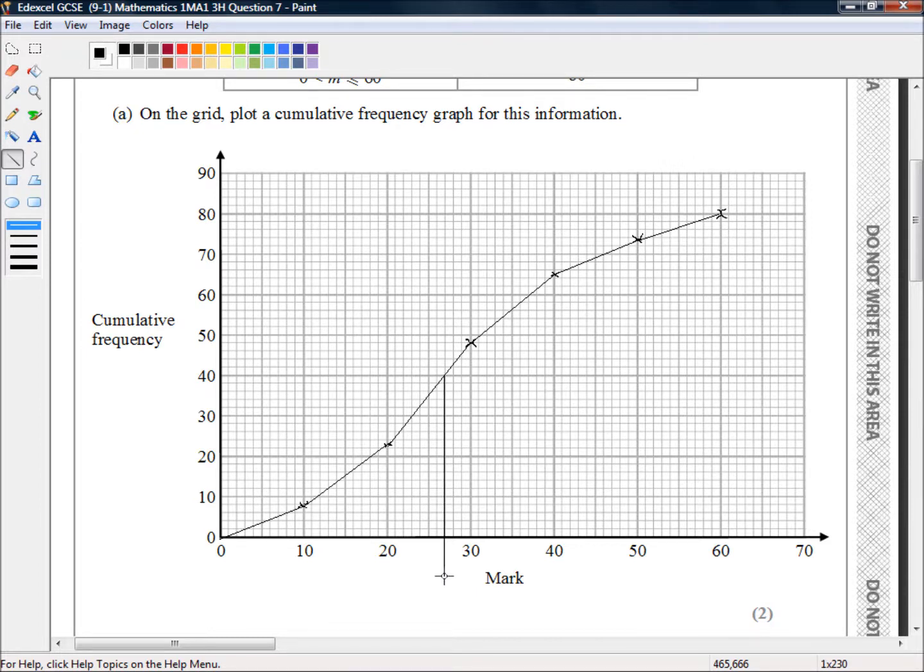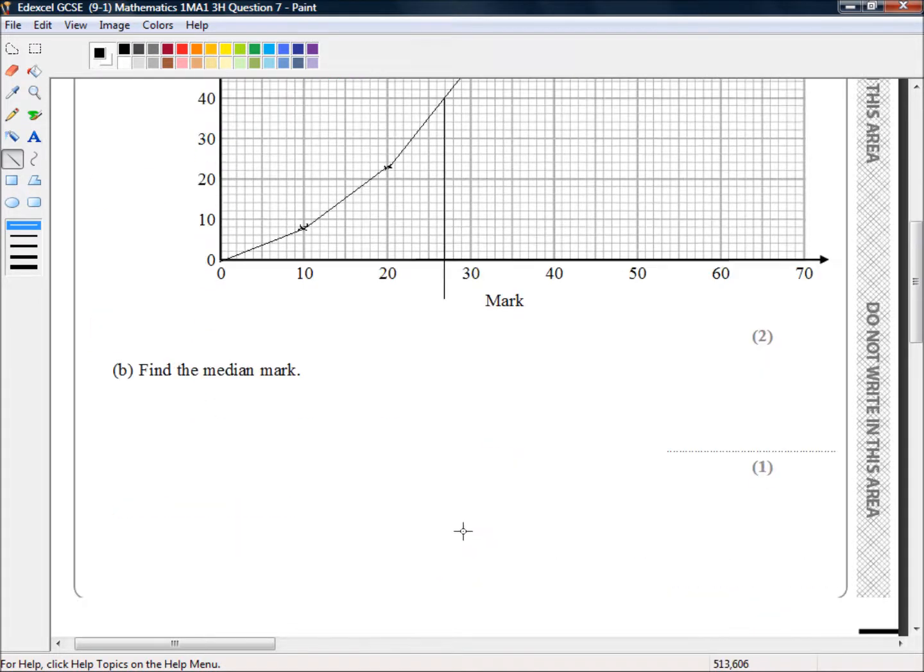Okay, so we've got halfway between 20 and 30 is 25, so that's 26. I make it 27, 26 and a half, 27, something like that. I think it's 27. So I'm going to put 27 as the median.